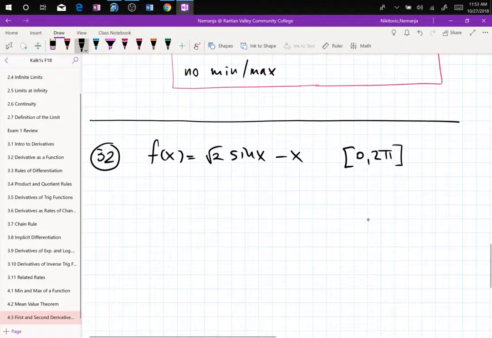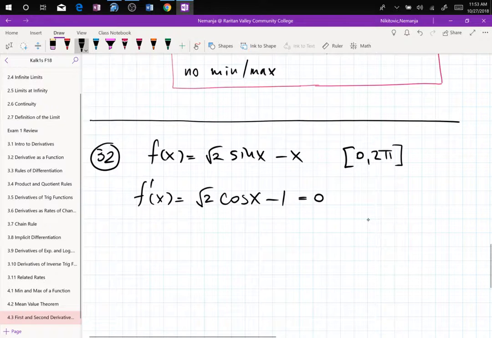Well, I know that this has no vertical asymptotes, so there will be no partitioning there, but it might have critical points. I have to take the derivative and see what happens. So this is square root of 2 cosine x minus 1. I set this equal to 0. So cosine x is equal to 1 over root 2, which when you rationalize is root 2 over 2.